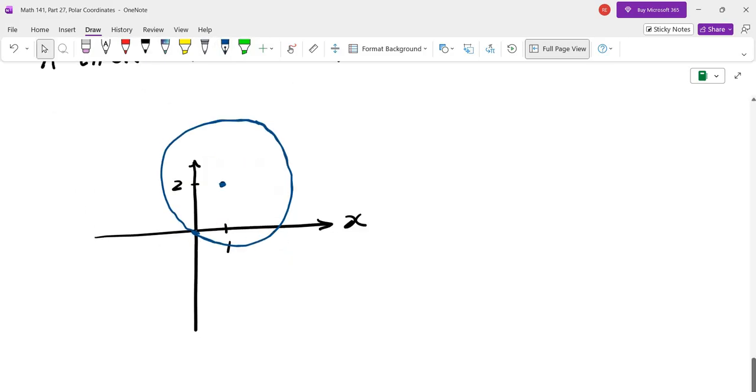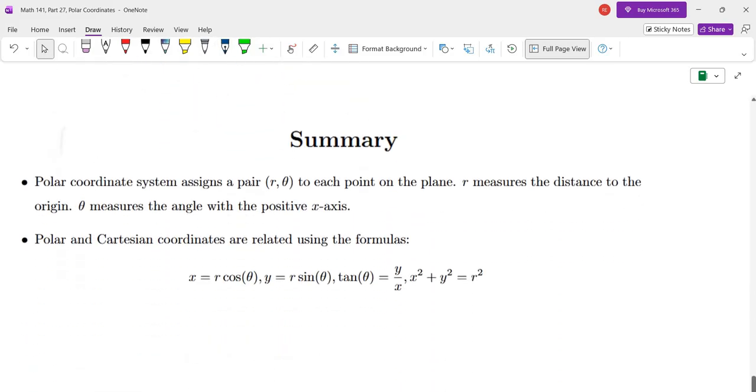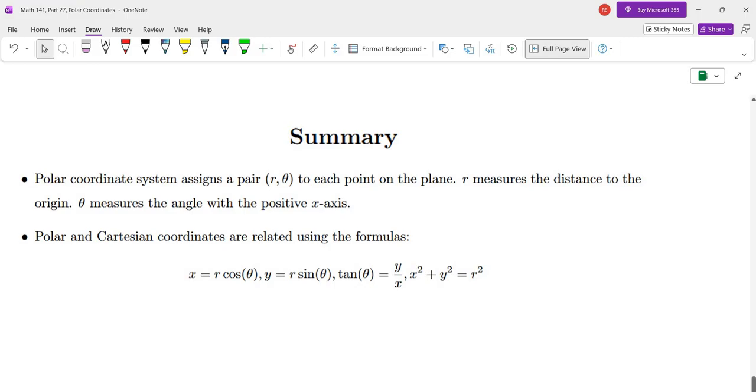Okay, so let's summarize what we have done in this video. We talked about polar coordinates in this video. It's a new system that assigns a pair of numbers r and theta to every point on the plane. R is the distance to the origin and theta is the angle with the positive x-axis. The relations between x, y, and r and theta are given by x equals r cosine of theta, y equals r sine of theta, tangent of theta is y over x, and x squared plus y squared is r squared.